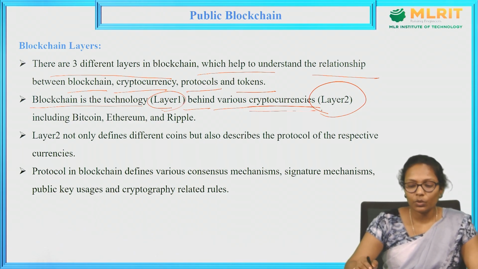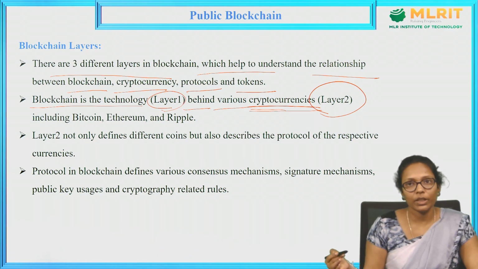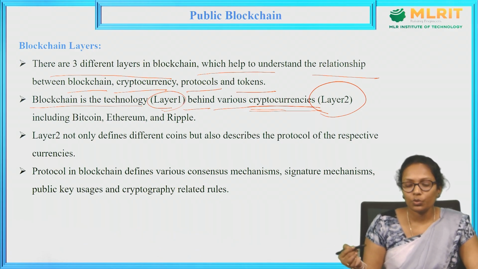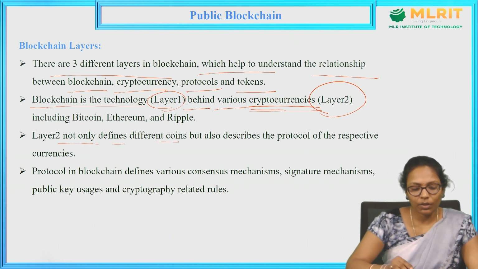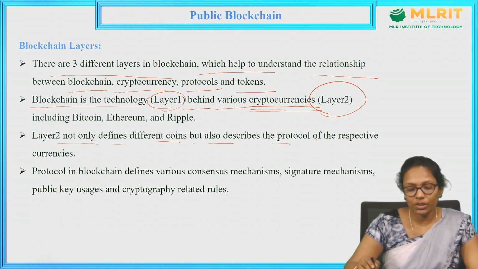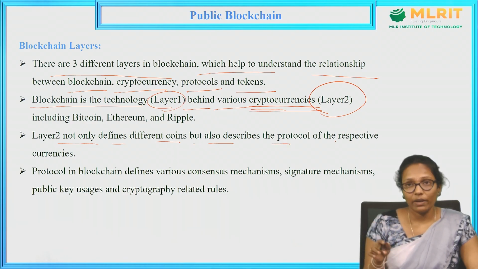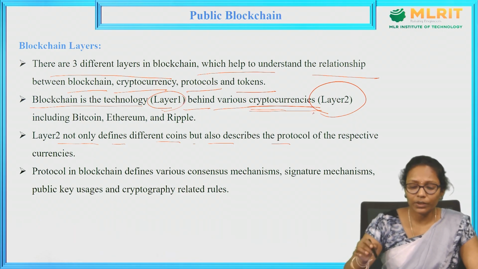So in layer 2, we have cryptocurrencies. Under this, we have so many cryptocurrencies like Bitcoin, Ethereum, Ripple. So many cryptocurrencies are there. Layer 2 not only defines the different coins, but also describes the protocols of the respective currencies. So we have different cryptocurrencies in layer 2, and layer 2 will also specify this protocol.